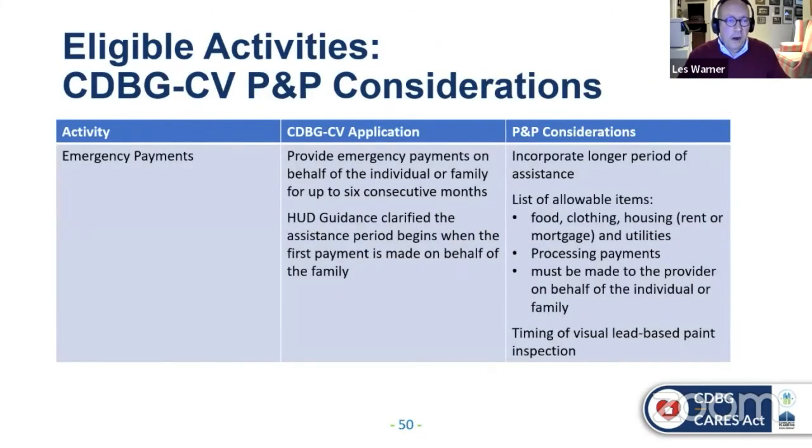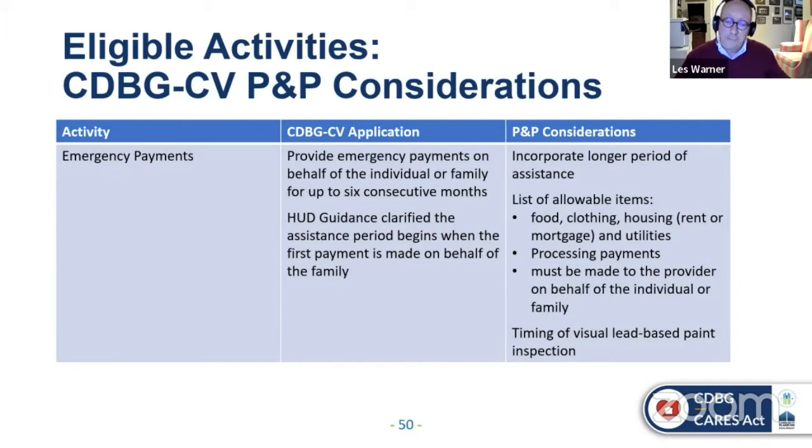All right, so for our eligible activities, we're going to look at a couple of samples on this and talk through some of the implications. So a lot of you are using money for emergency payments, and with our additional flexibility for CV, instead of being capped at 3 months of emergency assistance, which is what CDBG would require, the waiver allows us to go to 6 consecutive months. And so there was some additional clarification provided early on this: as we are counting that 6 months of assistance, that time period is from when that first payment is made.